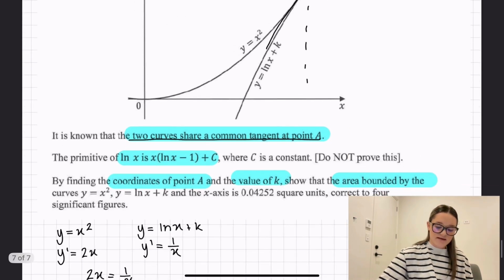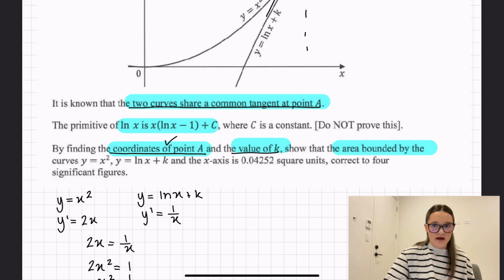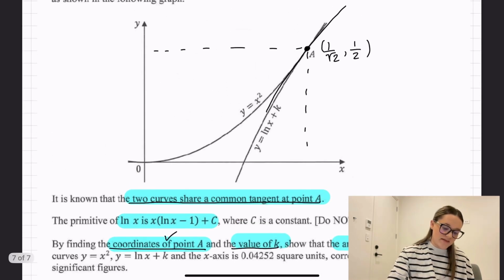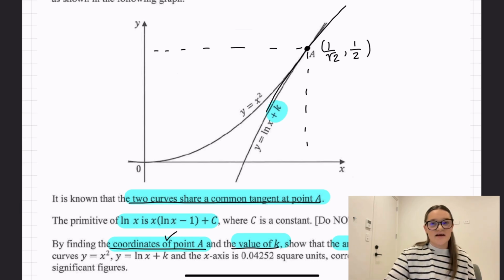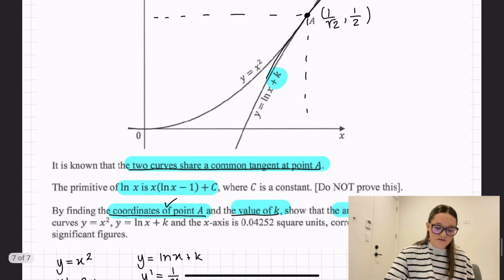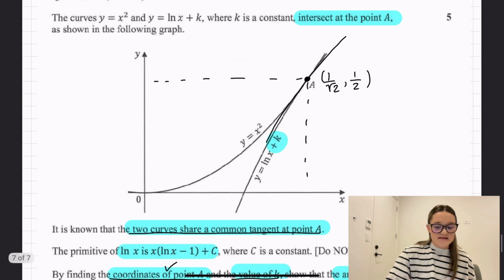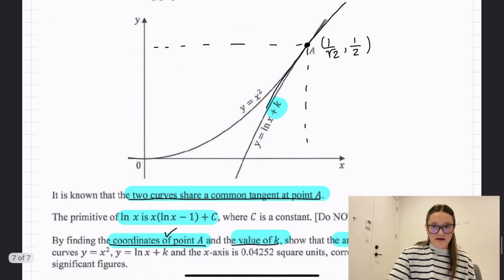Perfect. Okay, so now I've done this first part of the question. I found the coordinates of point A. I can then continue reading my question chronologically, and it says that I need to find the value of k. So when they say k, they're referring to this value here, which is how much my graph of y is equal to ln x has shifted upwards or downwards by. So if I'm trying to find the value of k, I'm going to use the fact that they are intersecting at this point, at point A.